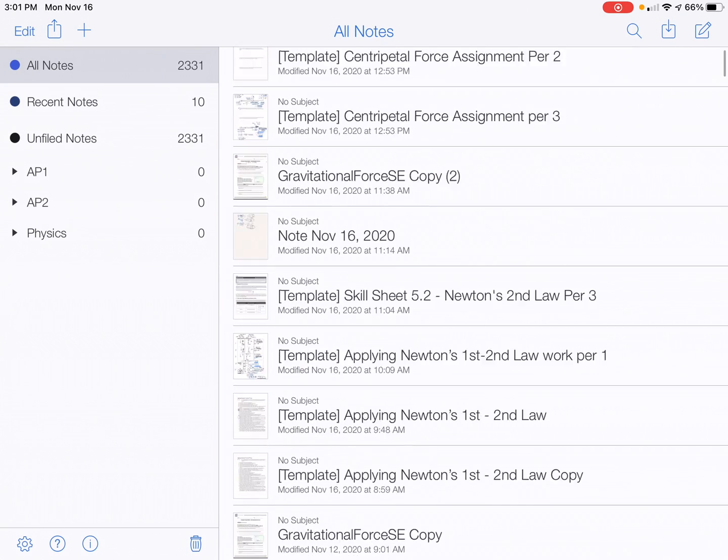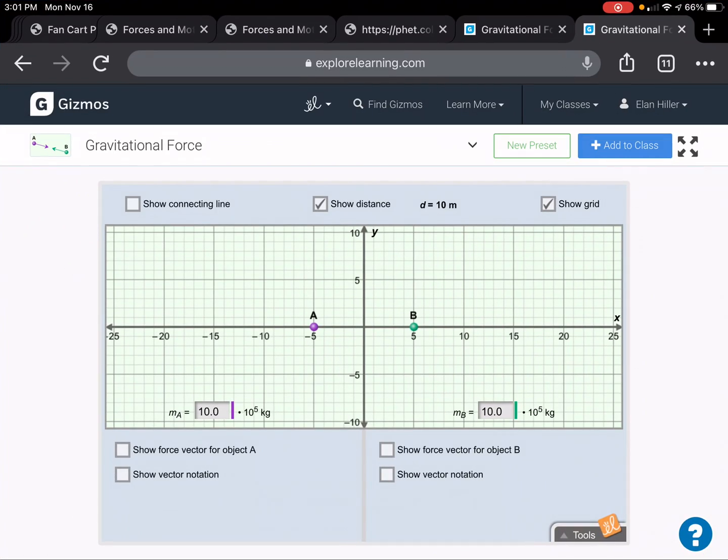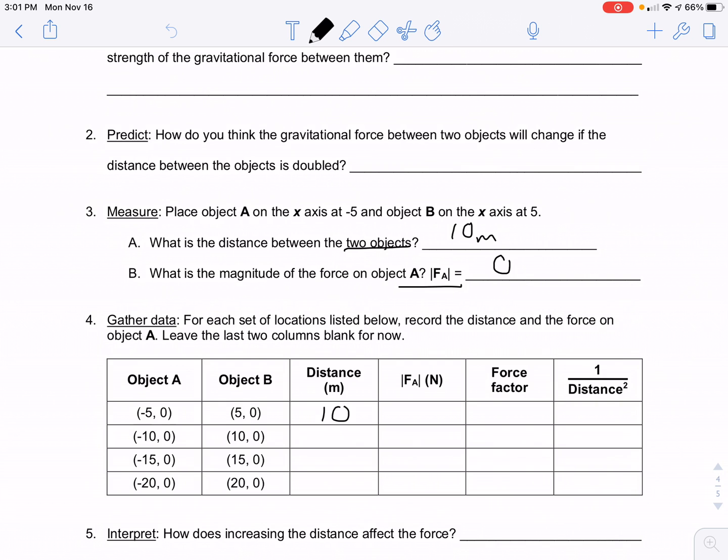Well, how do we get the magnitude of the force on A again? Let's take a look. All we have to do is turn on the box in the lower right-hand corner that says Show Vector Notation. You can see the amount of force applied on A is 0.667 newtons. That also goes here as well. The only difference is you don't need to write in the units because the units of newtons are already handled right here. This is going to be our force factor of 1.